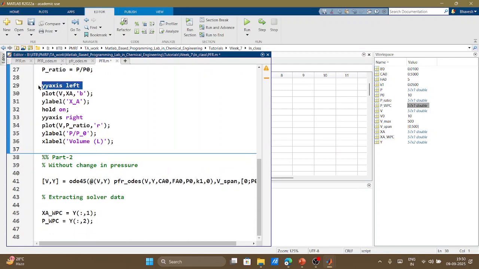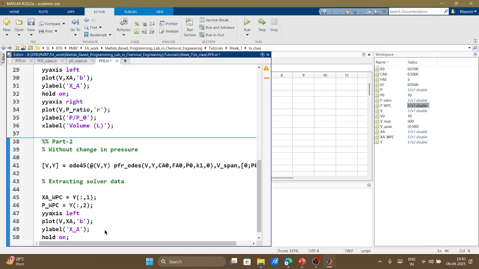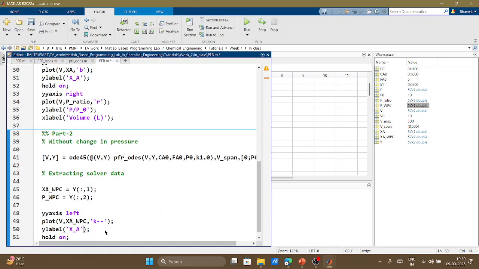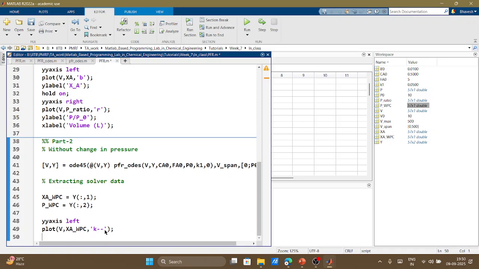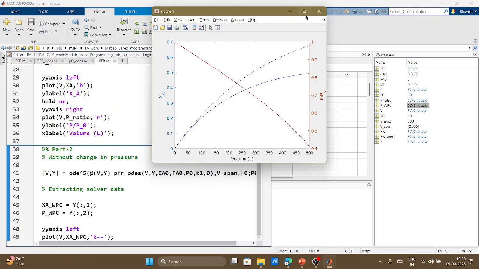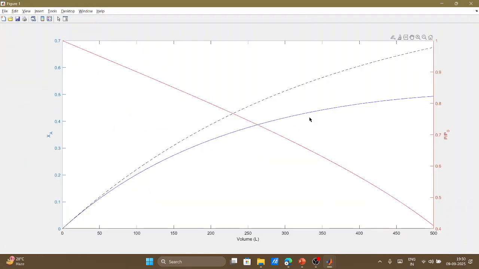So my left axis, to see the conversion part here, XA without pressure change. Instead of blue, let me put it as K with dashed marking. Y label is already there, so I don't have to put it in, and run it. So this is how your plot looks. So your conversion when the pressure is changing, and conversion when pressure is not changing.